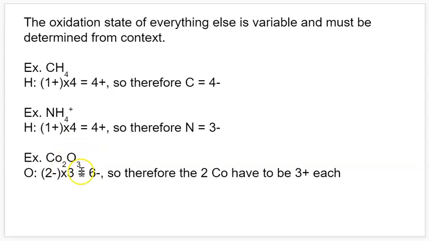And since we know that there are 3 of them, we have 2- times 3. So that's a total of 6- from the oxygen part of the compound. And then we can use that to determine the oxidation state of cobalt in this case. Since we have a total of 6- and we have 2 cobalts, that must mean that each of the cobalts has an oxidation state of 3+. So that we have 3+ plus 3+ making 6+ in order to neutralize the 6- from the oxygen.